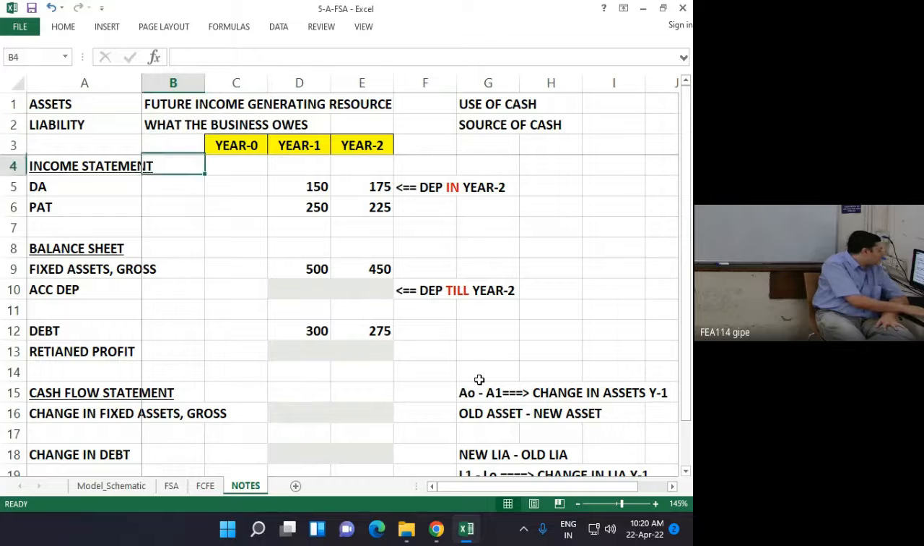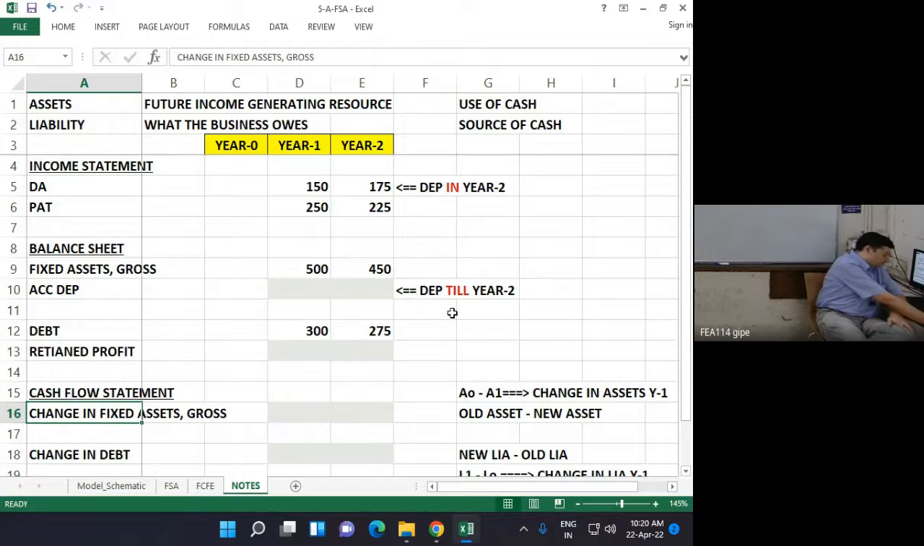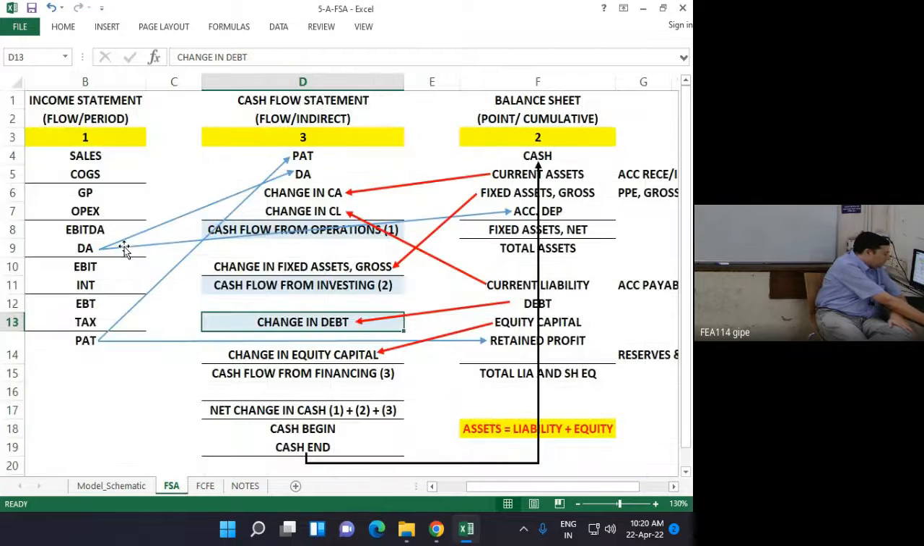What the business owes. Here I have given data of first and second year income statement few items, balance sheet few items, and cash flow few items. Purpose here is to understand how these arrows play out. Arrow दिखाया मैंने यहाँ, depreciation यहाँ से उठा के यहाँ डाल, direct entry.